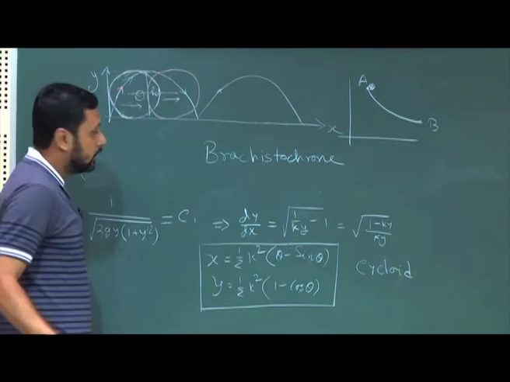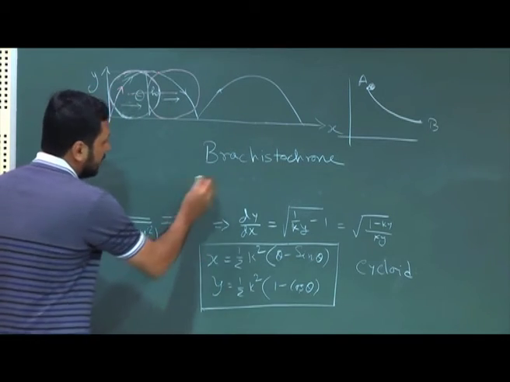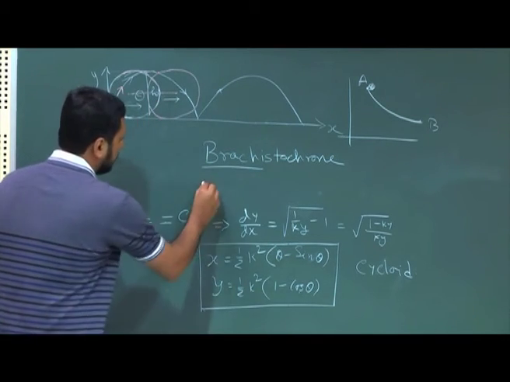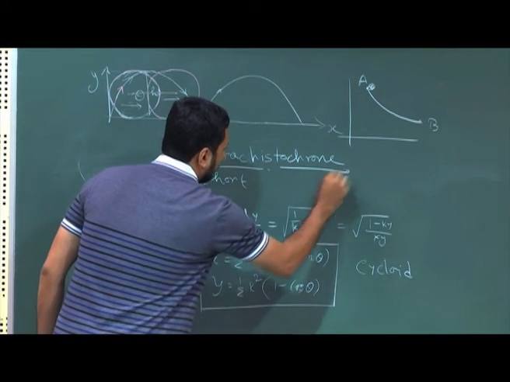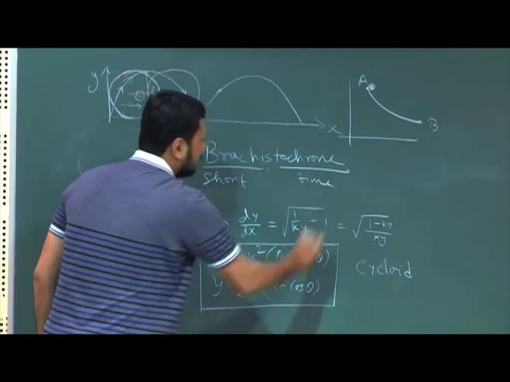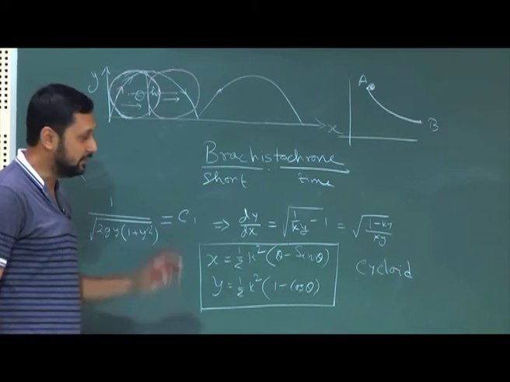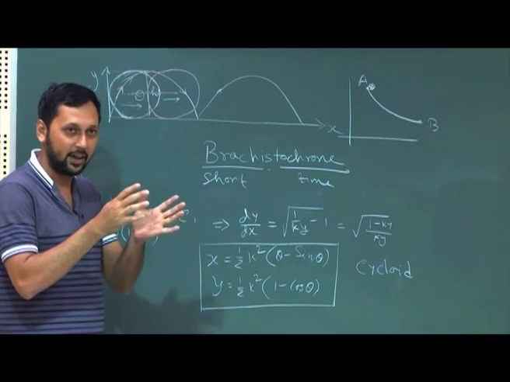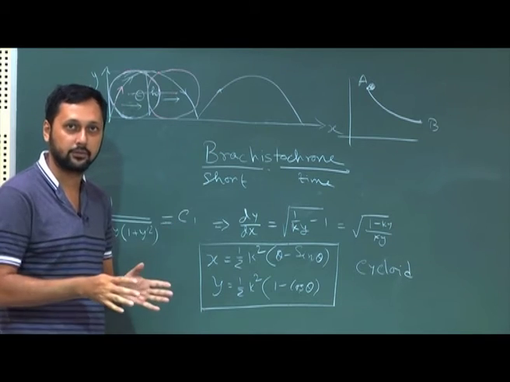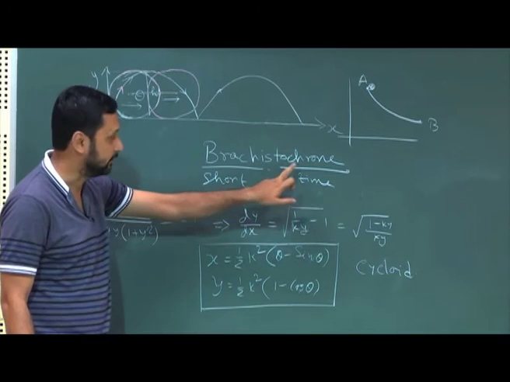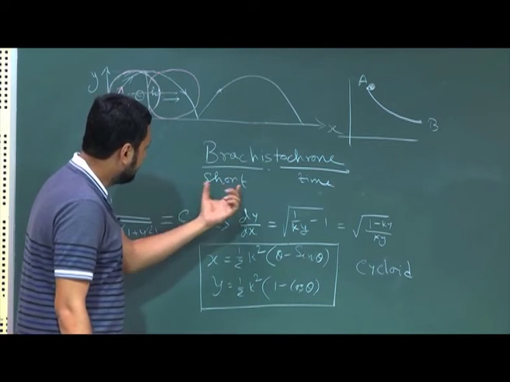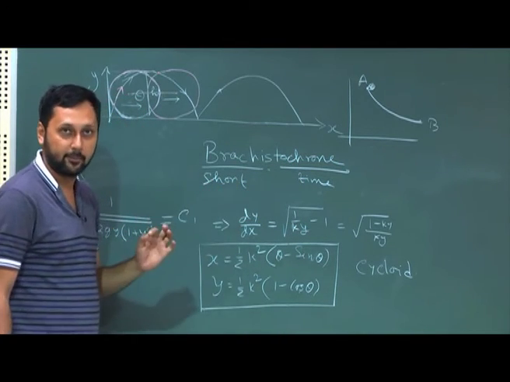Brachistochrone. Okay. The word is a Latin word: brachis means short and chrone is time. You know the English word chronology, which means the time-bound documentation of certain things. That chrone has the same origin as this word chrone. So, this problem means the problem of short time.